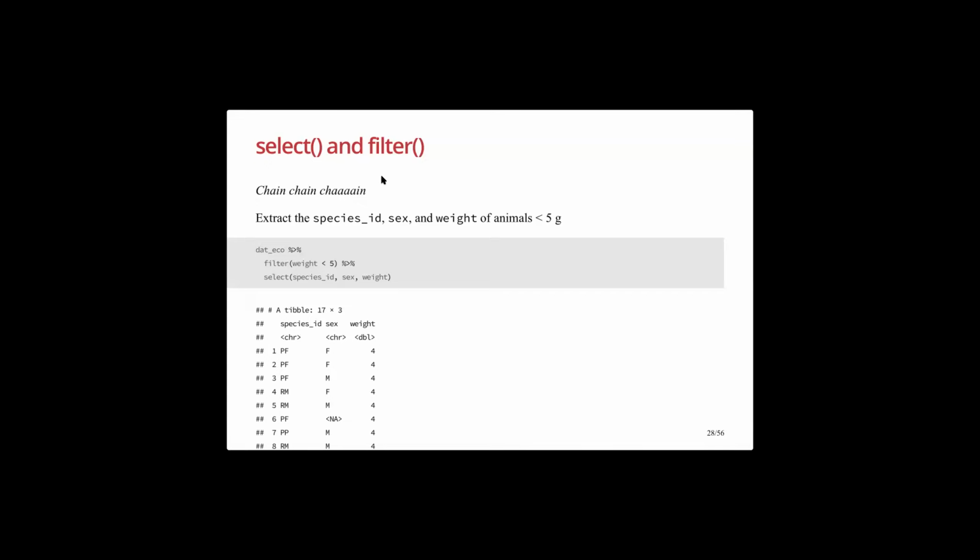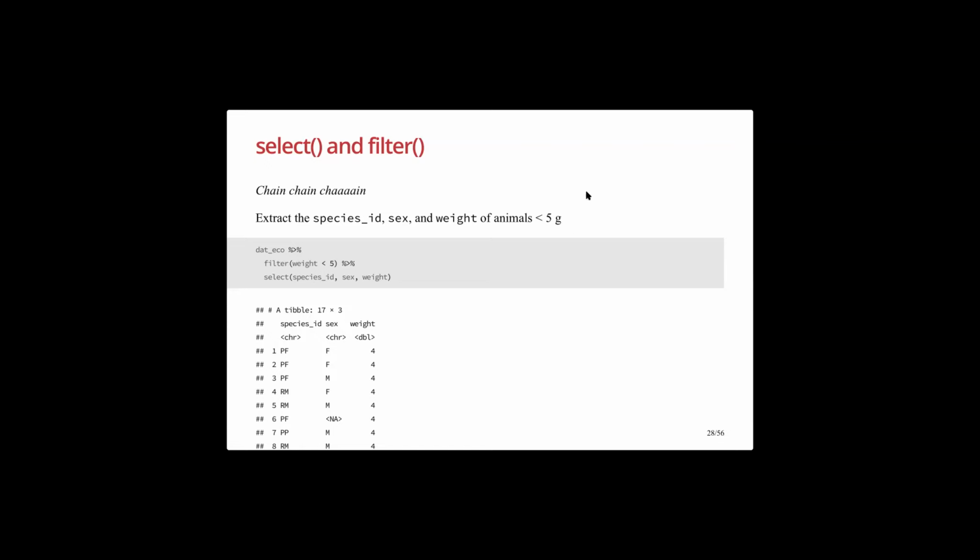So we could do something like, here's my data, ecological data. I want you to take that. And here I've said, species, sex, and weight of animals less than 5 grams. So what you first might want to do is think about what you're actually asking it to do in terms of these verbs that we've just learned. So species ID, sex, and weight, those are variables. So I want 3 variables, which means I want to select those variables.